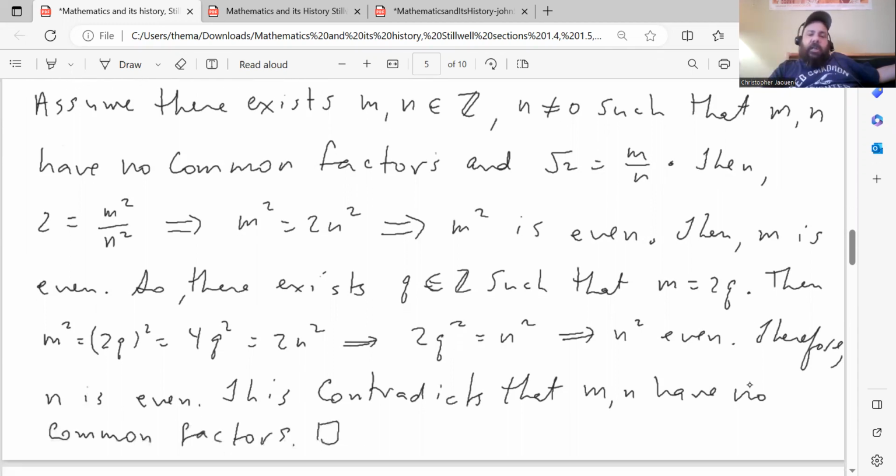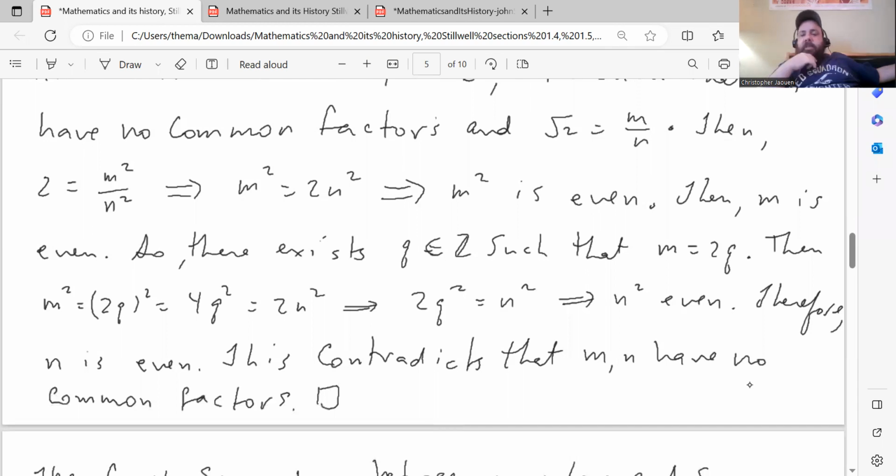So there exists a q in Z such that m is 2q. And m squared then would be (2q) squared, or in other words, 4q squared. And that's equal to 2n squared from above, which means that 2q squared is equal to n squared. But that means that n squared is even. And by the previous lemma, that means n is even. And this contradicts the fact that m and n have no common factors, so this can't possibly be the case. So this shows that there are no integers m and n whose ratio gives you the square root of 2.